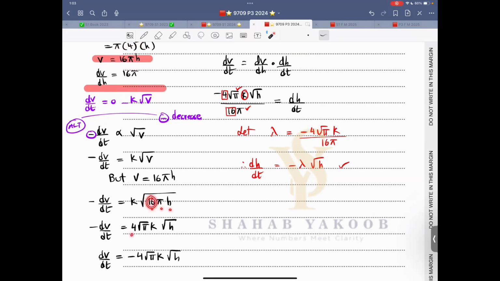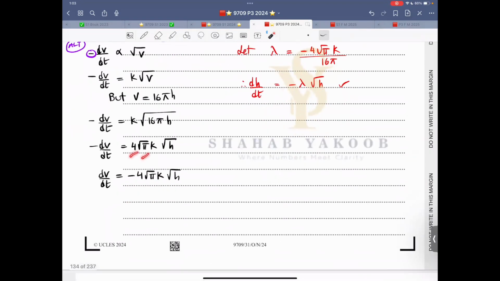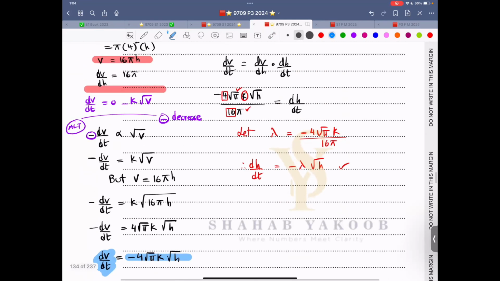Square root of 16 is 4. That's root pi root h. So now all this thing over here and something else, I'll convert it into a single constant, because 4 is a constant, root pi is a constant, k is a constant, so we can convert. So therefore, dV by dt is this much. So we have reached this particular stage over here, that is dV by dt is this thing.